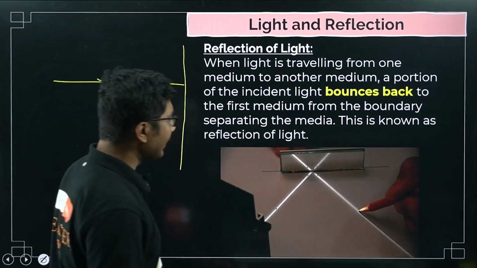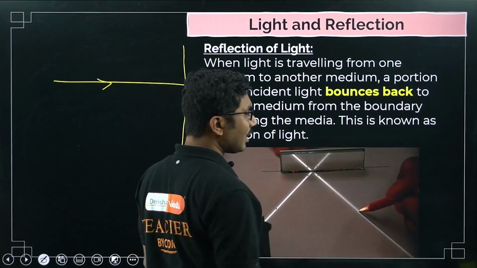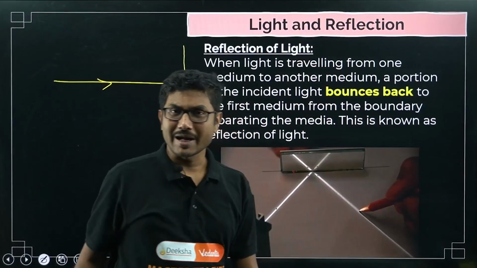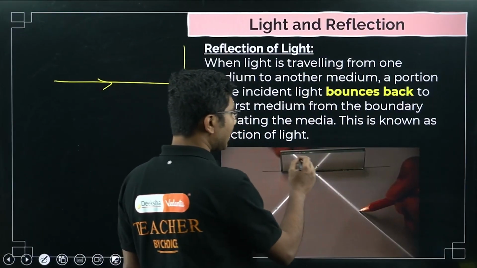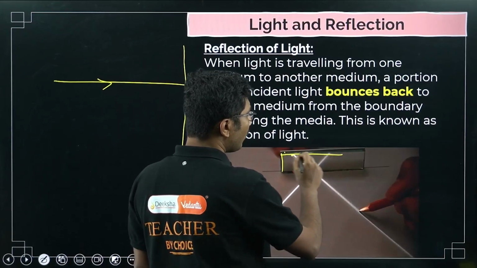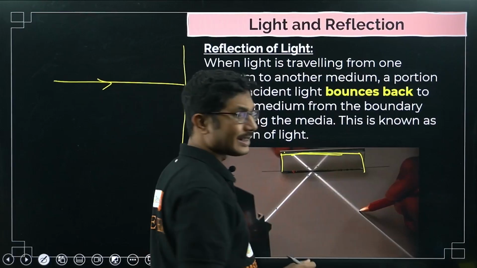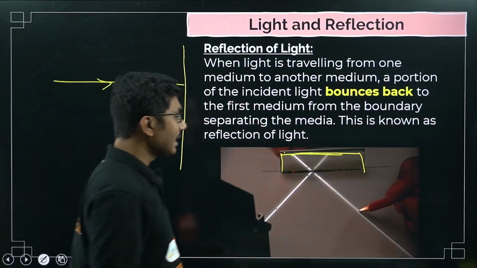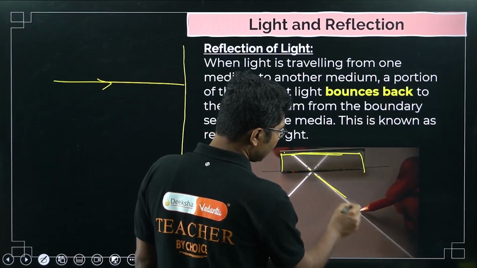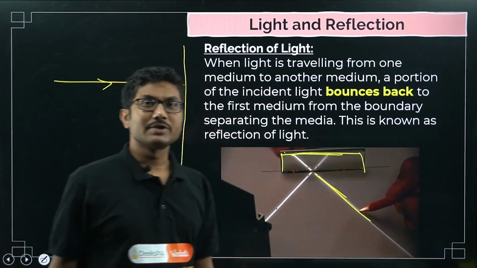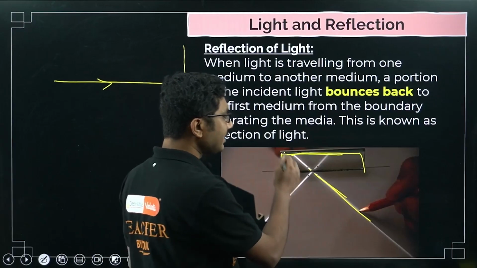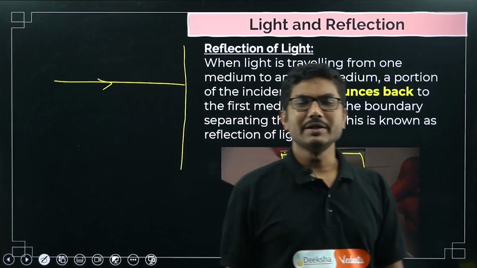So basically a light ray is traveling, and without any other medium it would have continued to travel in a straight line, but as soon as it encounters a second medium, for example in this case a glass medium with silver painted on the back side of this glass, we can see that some portion of the light is reflecting back. This bouncing back of light is called reflection.